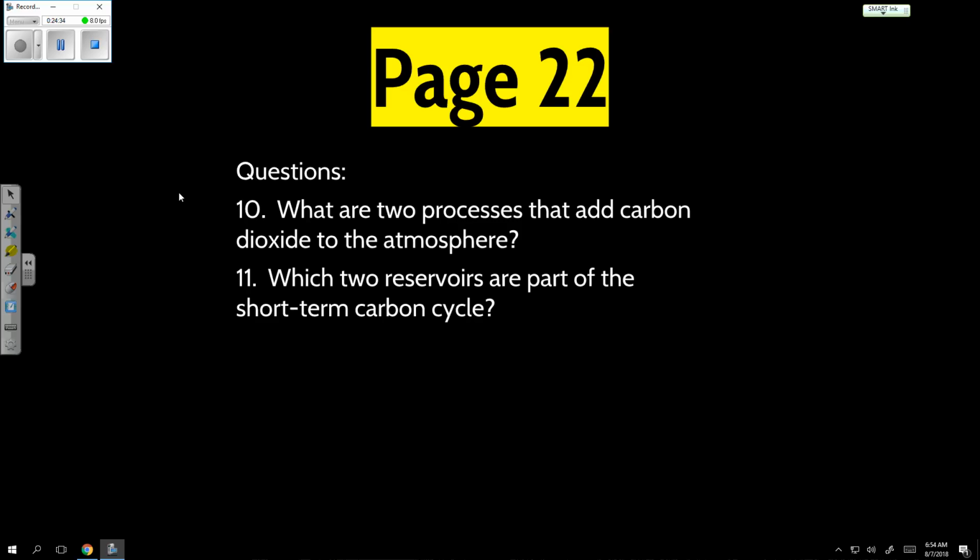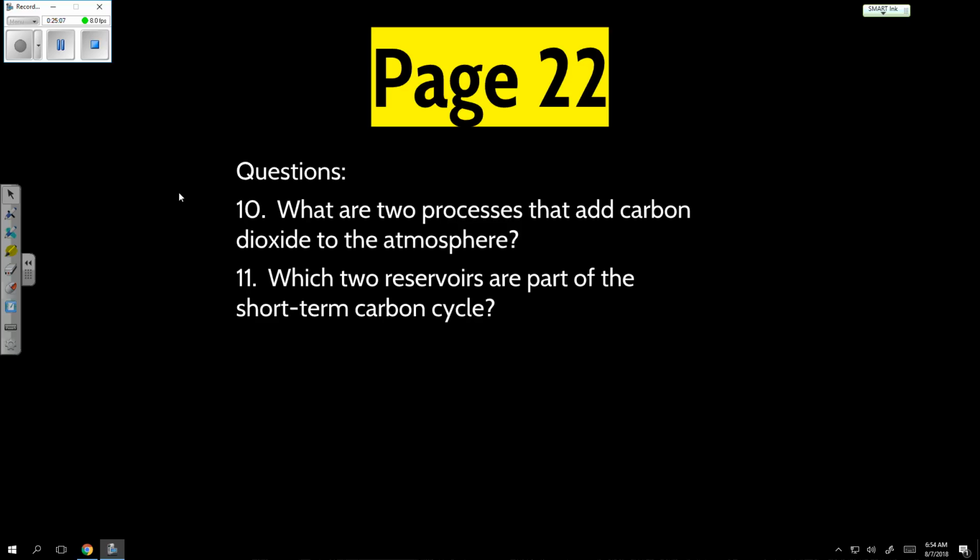People burn fossil fuels for energy in a process called combustion. Combustion produces carbon dioxide gas. Highlight those last two sentences. Again, for question number 10, your two answers are respiration and combustion.